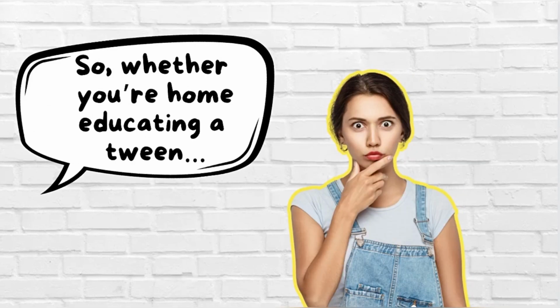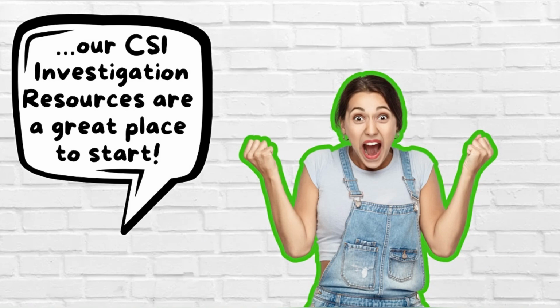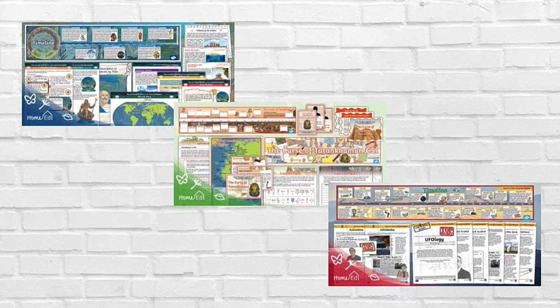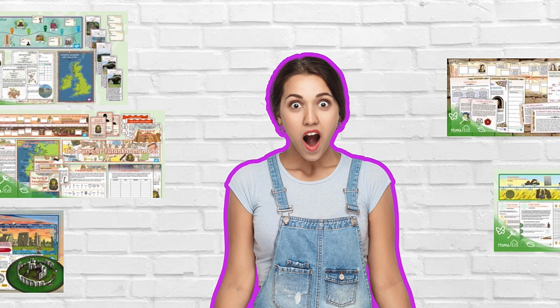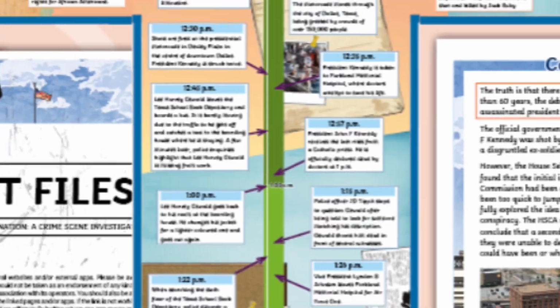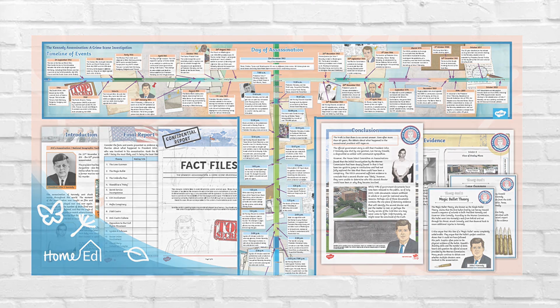So whether you're home educating a tween or a teen, our CSI investigation resources are a great place to start. These are a really popular resource with older learners. They look like this, and there are loads of them to choose from on our website, from the Curse of Tutankhamun to Stonehenge and even the Lost City of Atlantis. But for this video, we're focusing on our latest CSI resource, the Kennedy assassination.